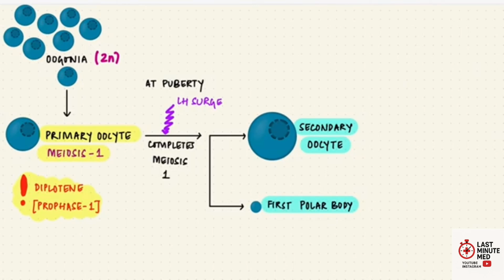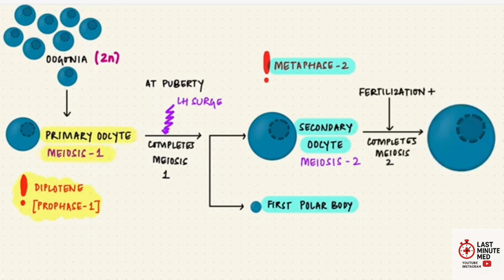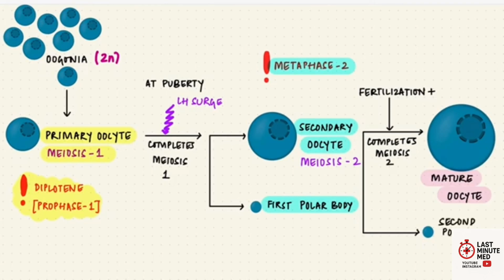The secondary oocyte quickly enters the second meiotic division where it gets stuck again in metaphase. So this is the second meiotic arrest, and it gets stuck here until fertilization. Only if fertilization happens can the secondary oocyte continue the second meiotic division and become a larger mature oocyte or an ovum, which again gets most of the cytoplasm, and the other cell is a second polar body.